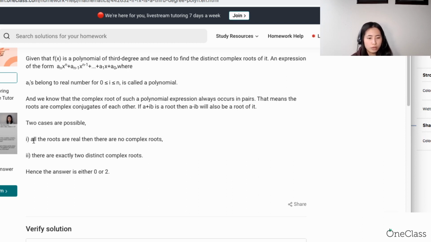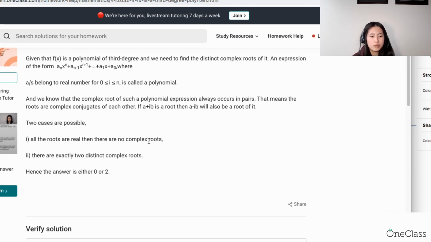Say, for example, all the roots are real, then there are no complex roots, meaning you can't really factor. You don't have any zeros. That's what they're trying to say. It's basically x cubed, right? So on and so forth. There's no factor, right? That's when they're trying to say there are no complex roots.